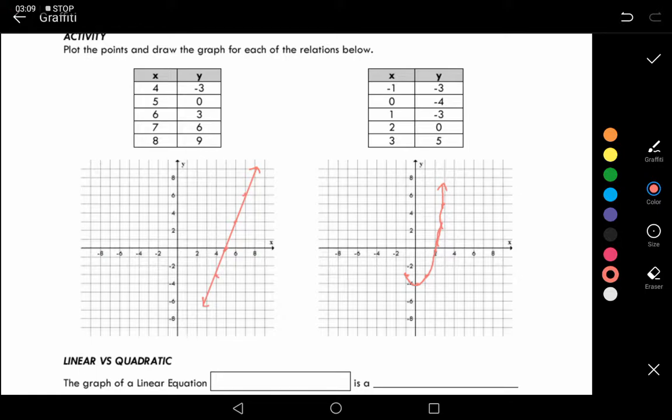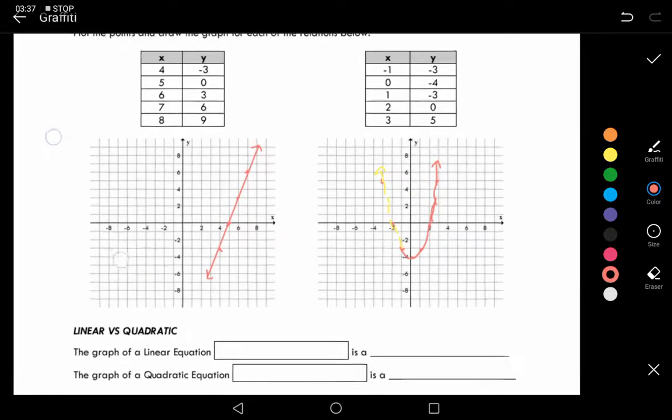So we would plot symmetrical points. So there would be a point there. What do we have? (2, 0), and then we had (3, 5). So that would be the same. It would be (-3, 5). And then we could assume that the other half of our parabola would look something like this. Okay, so they should look symmetrical.